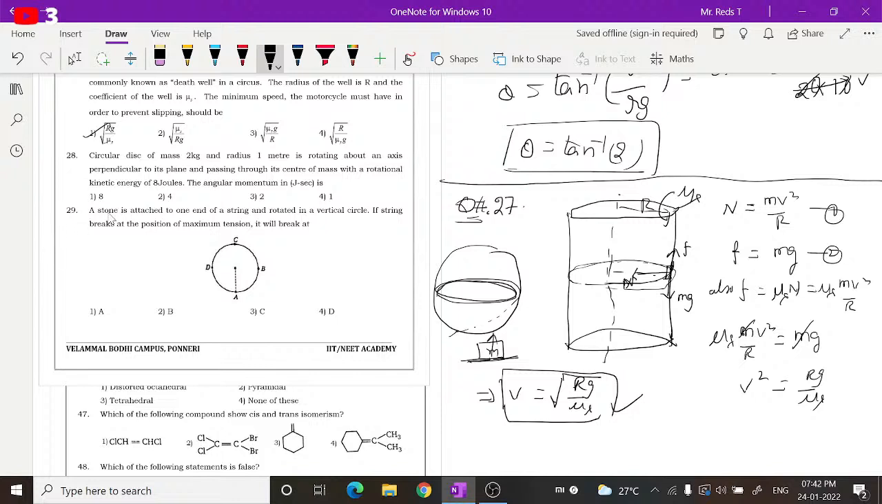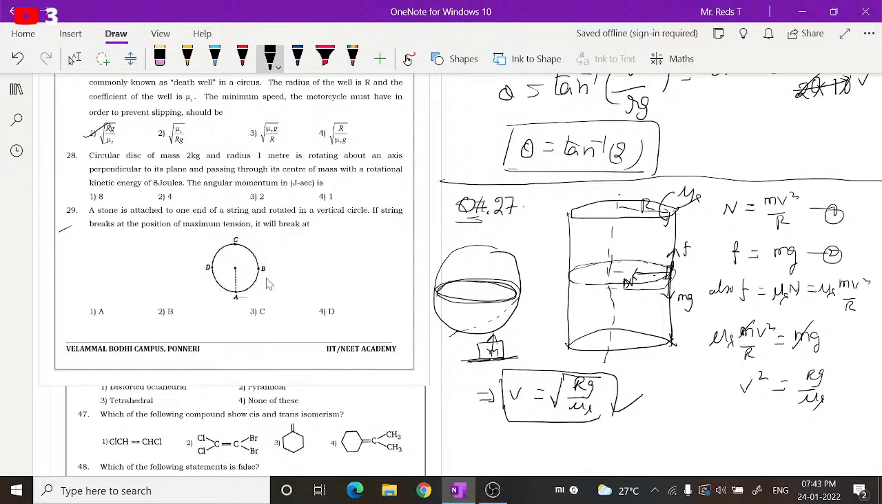Let us see question number 29. It is given that a stone is attached to one end of a string and rotated in a vertical circle. Vertical circle questions have now started. If the string breaks at the position of maximum tension, where can it break? It can break at the place where the possibility is maximum.